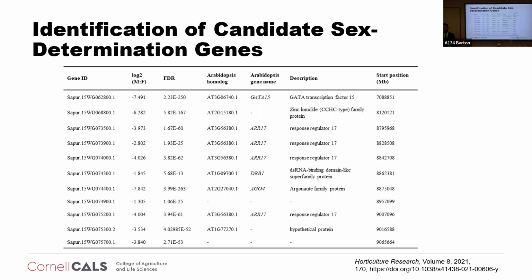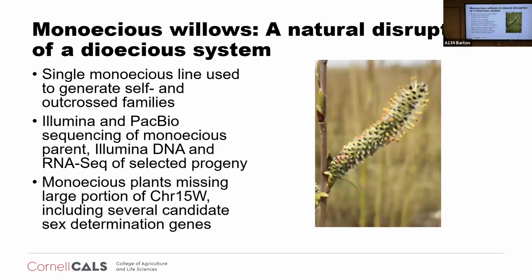So we developed a short list, but we know only 1 or 2 of these are actually going to be involved in sex. So we really need to further narrow down this list. Our next step then was to refine our sex determination hypothesis and validate this using monoecious willows, which represent a natural disruption of a dioecious system.